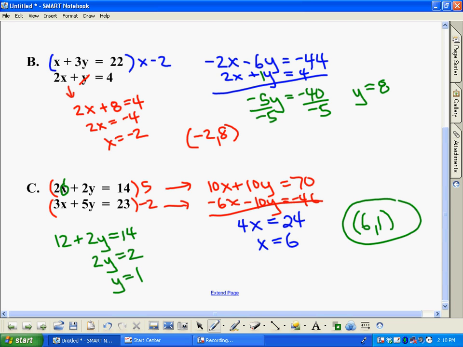So that's how you do the elimination method. Basically, the method is this. You want to eliminate one variable when you add them together, and then from there it's pretty darn easy to substitute values in and find the actual answer.